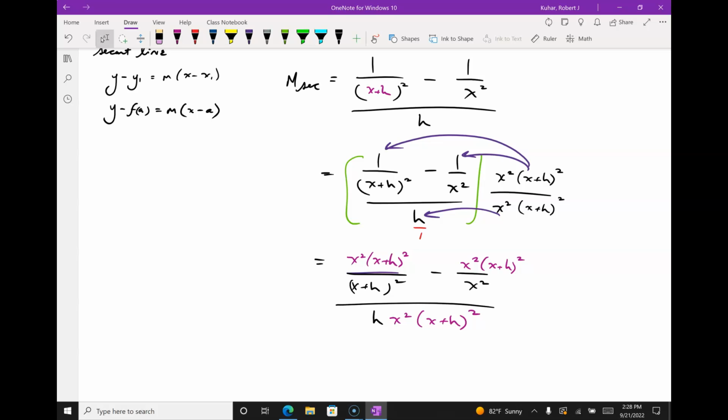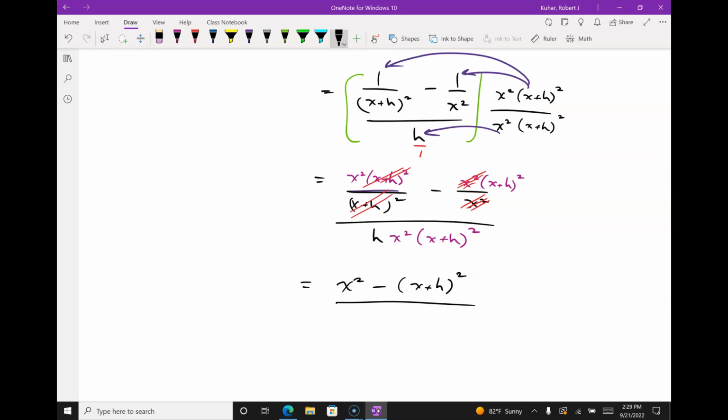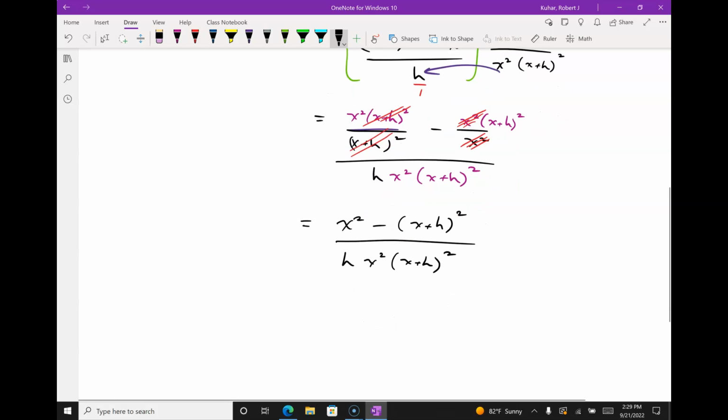We okay? Nice. My x plus h quantity squared cancel, and my x squareds cancel. And then I'm not in a rush. I'm going to rewrite x squared minus quantity x plus h all squared, divided by h x squared times x plus h quantity squared. I'm taking my time. Every step I do is a super easy step. How are we doing? We okay?